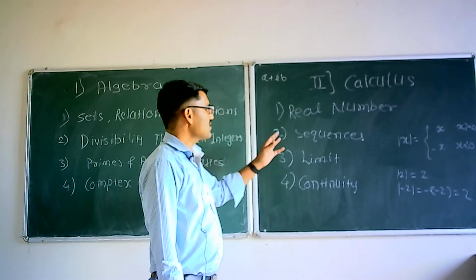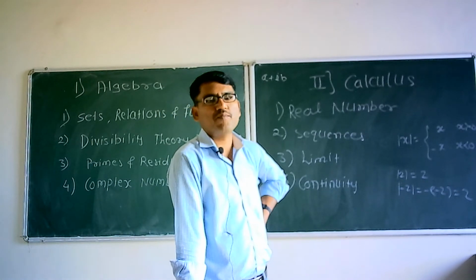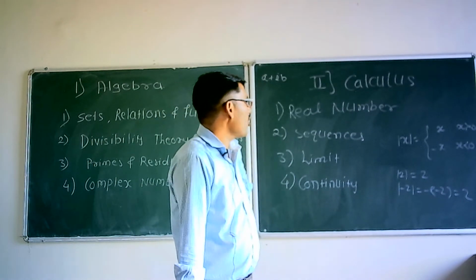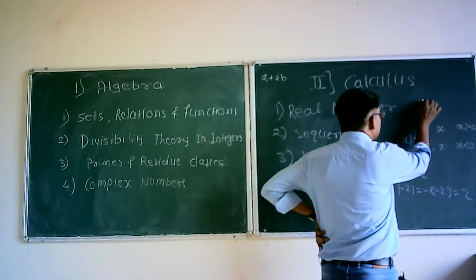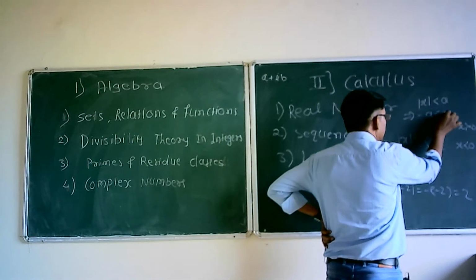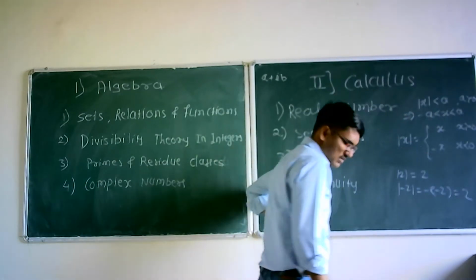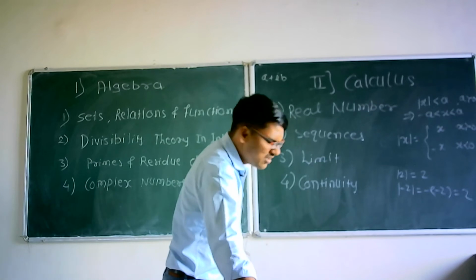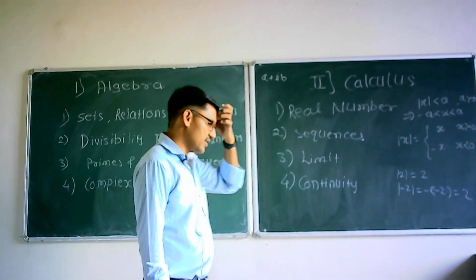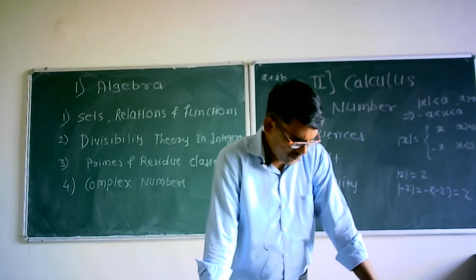But again there are some properties of absolute value, that is, mod of AB is equal to mod of A times mod of B. And an important property is what? If mod of x is less than A, then x is always greater than minus A and less than A, if A is positive. So these are some properties of absolute value we are going to study. Then the Archimedean property and the completeness property.